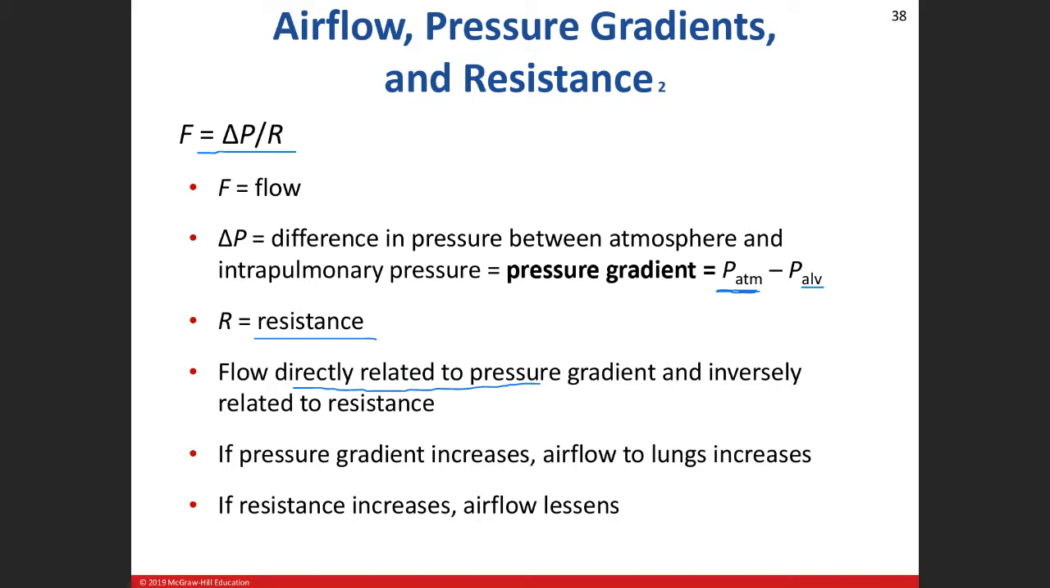Keep in mind that flow is directly related to pressure. What does that mean? If I increase the pressure, I will increase the flow. Directly related: if you increase one, you increase the other. But flow is inversely related to resistance. If I increase the resistance, I decrease the flow. So inversely related means if I increase one, I decrease the other. Just like it says down here, if the pressure gradient increases, airflow to the lungs increases. If the resistance increases, airflow decreases. It's crucial that you know that, a very important concept.